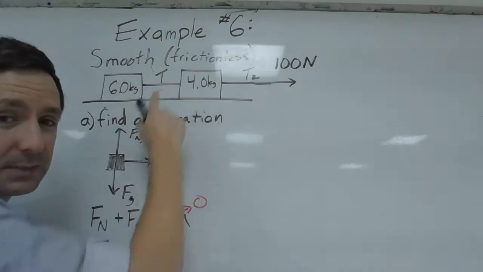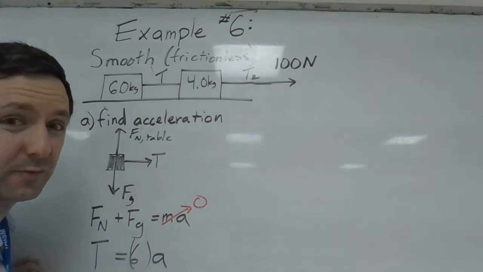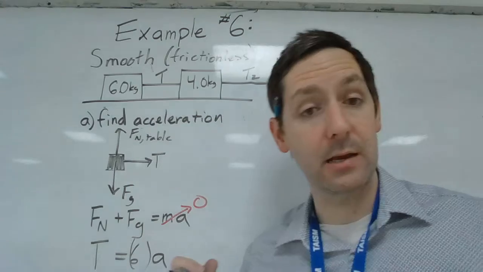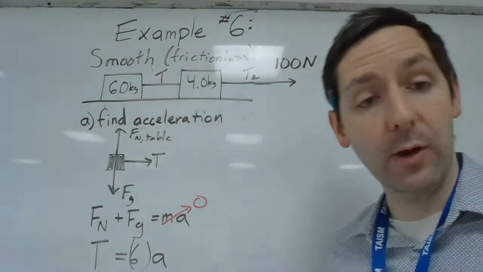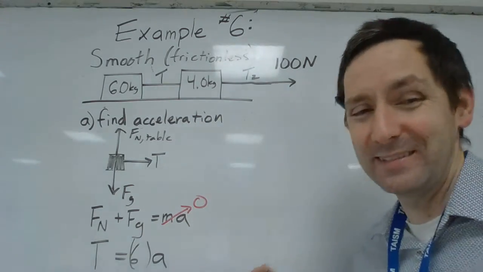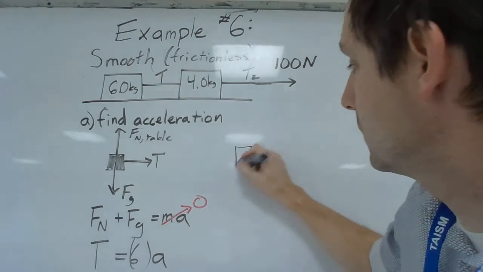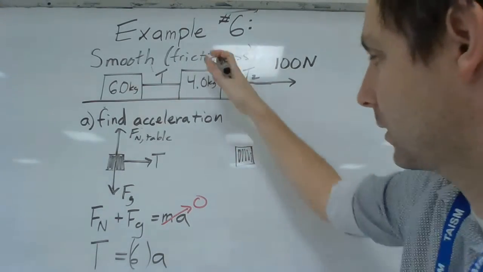And so I can't put in a number, and so I can't solve for acceleration here. So what we're going to do is look at the other side. Okay, we're going to look at the 4 kilogram. Maybe we'll be able to do something with that. Or maybe not. We'll see what happens.